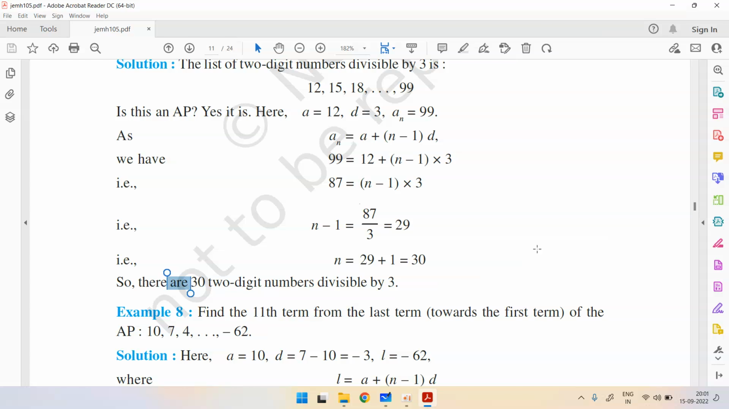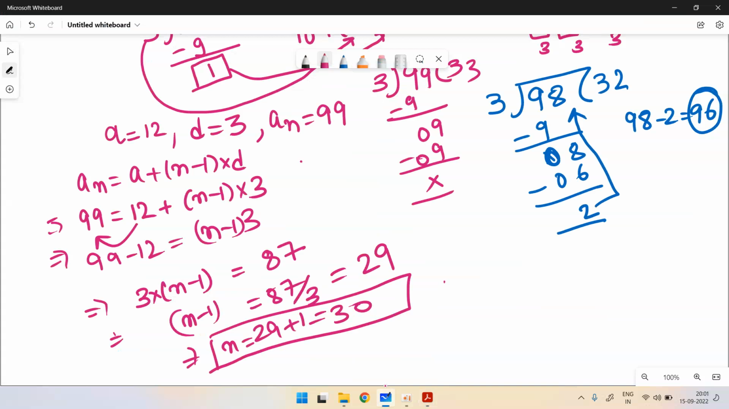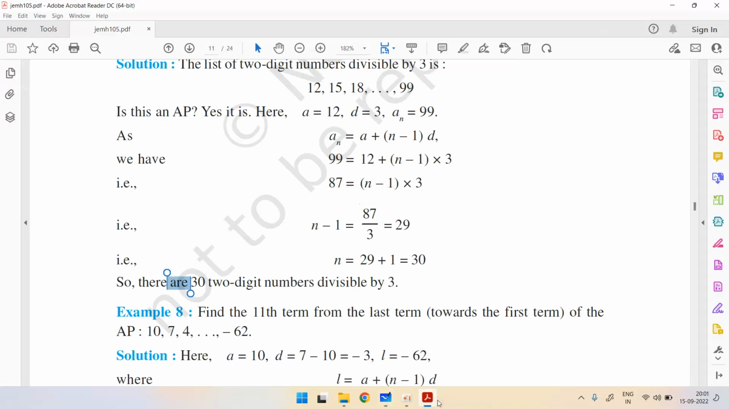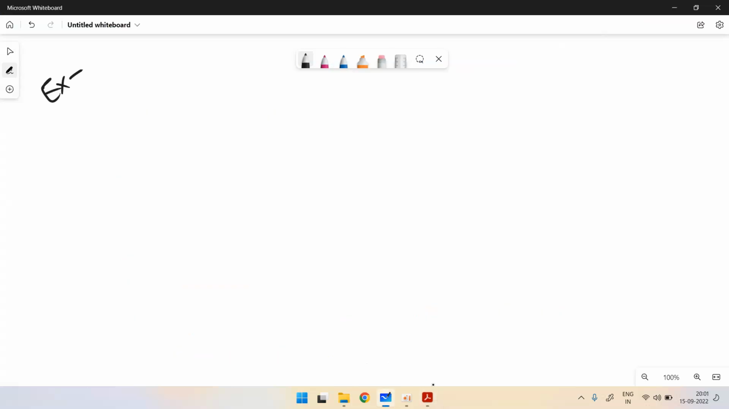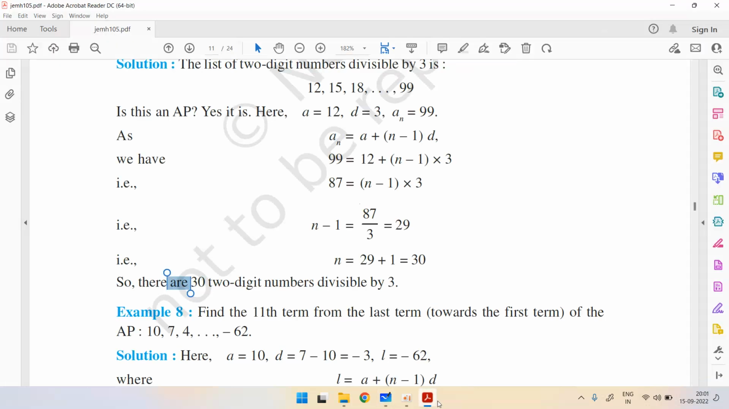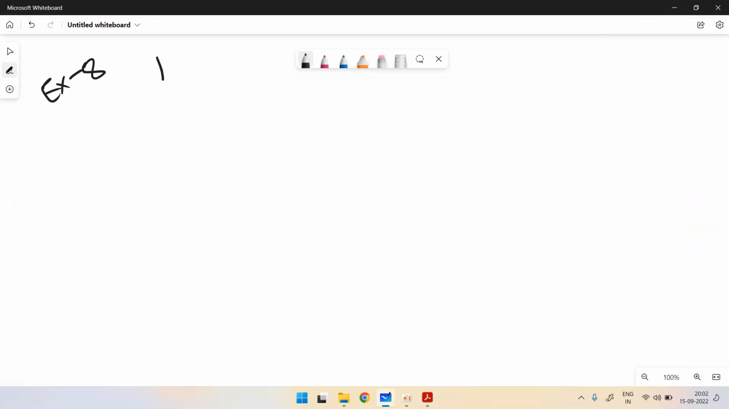Now, next is: find the 11th term from the last term towards the first term of the AP 10, 7, 4, ..., minus 62. So this is my series, and this is my AP.